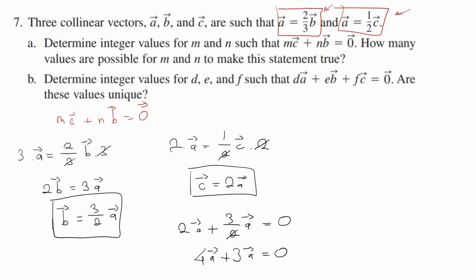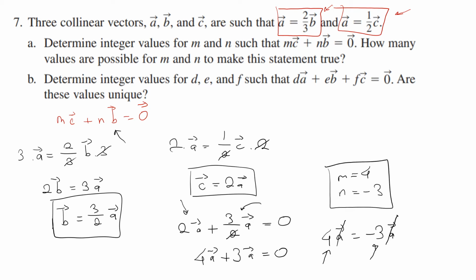Now I can send that 3 to the other side as negative. So I will have 4a equaling negative 3a. And I can just cancel the a's out since they are the same thing. So I will get my values for m and n. Remember, this represented my c, so for my m value, I would get 4. And for my b value, which represented the n value, it would be negative 3.